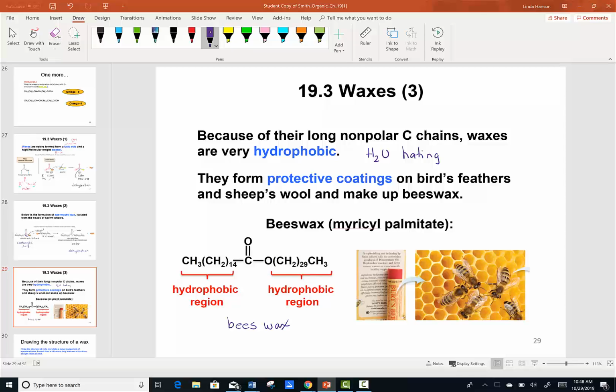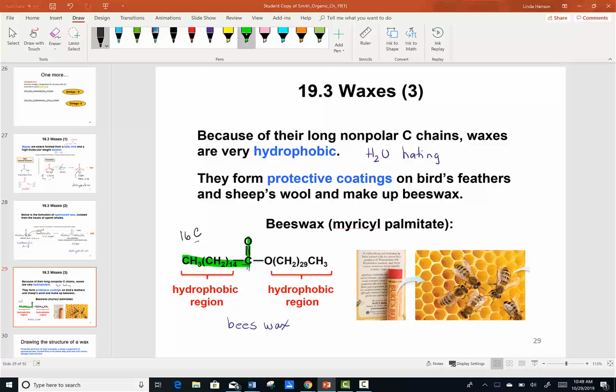We have a very long hydrophobic region. This is a 15 carbon chain plus one more here, so this is a 16 carbon original unit of the carboxylic acid. Let me just emphasize that a little better with highlighting. The original carboxylic acid would have contained 16 carbons.